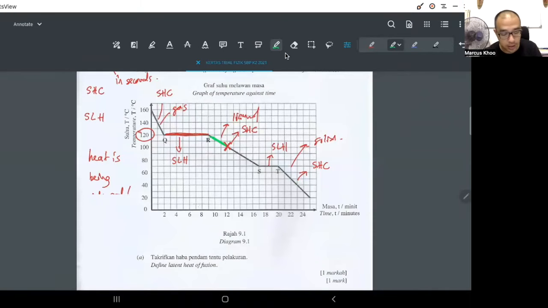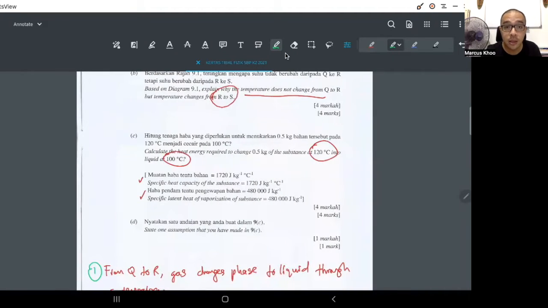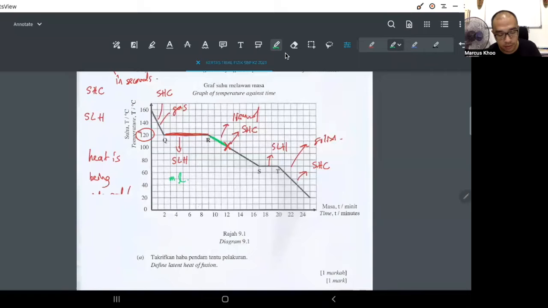Okay, so this one is involving specific latent heat. So specific latent heat there is M times L. Whereas this one, specific heat capacity, is MC delta theta. Mass is given to you already, the C is given to you. The delta theta is important. Delta theta here is 120, here is 100. So the delta theta is 20.